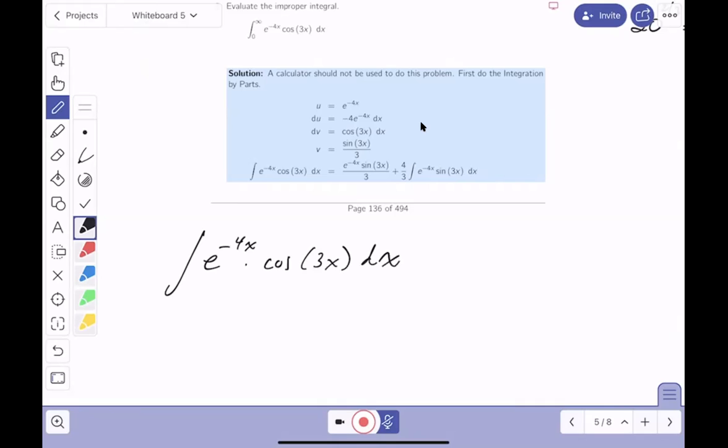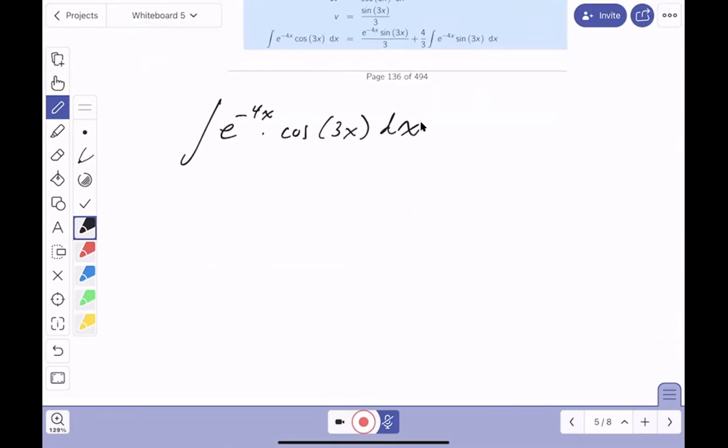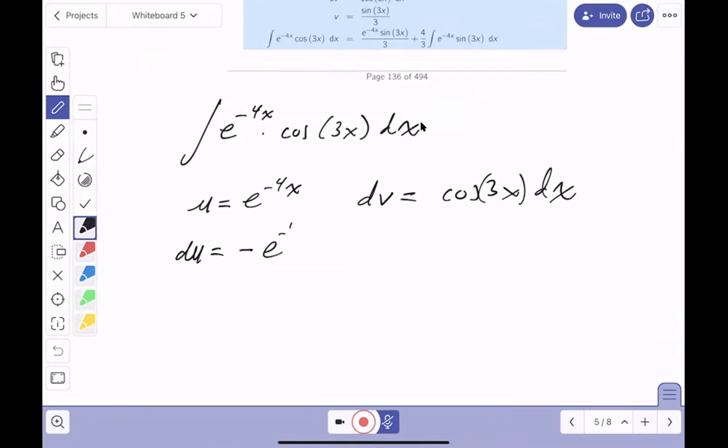I'm looking at it. I certainly don't know its antiderivative. So what I'm going to do is make an attempt. I'm going to use integration by parts. So I'm going to say u is equal to e to the minus 4x, and dv would equal cosine 3x dx. What's du going to be equal to? Well, it's going to be minus e to the minus 4x over 4. And what's v going to be equal to?